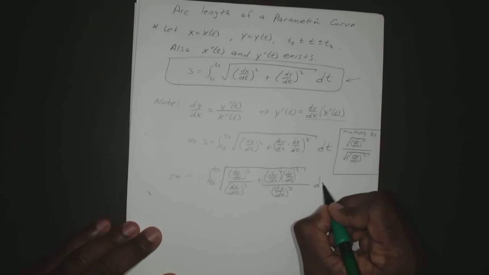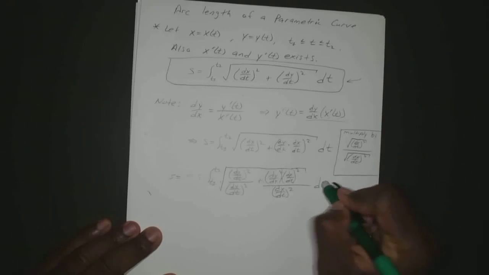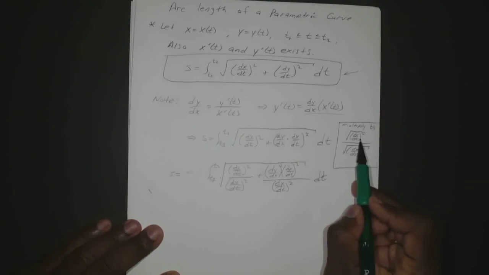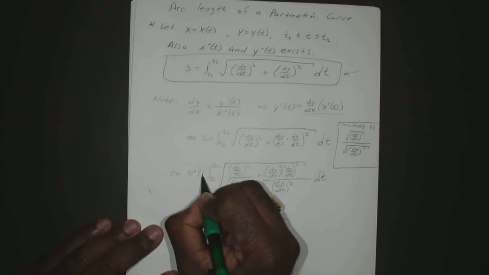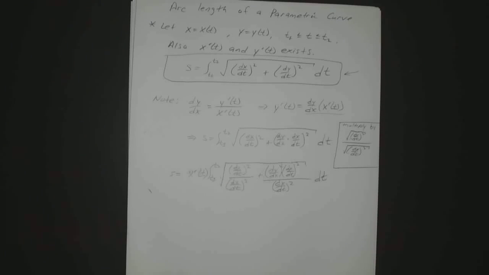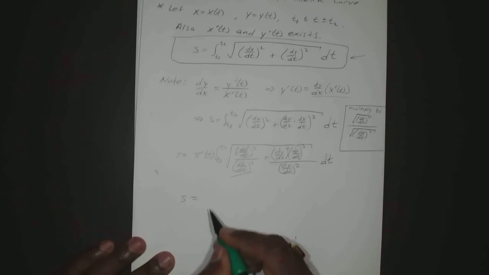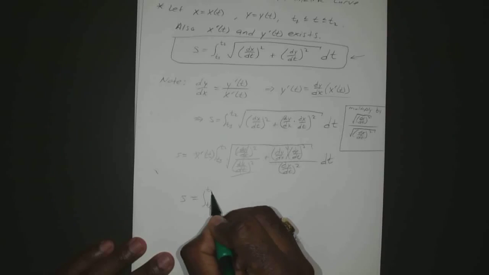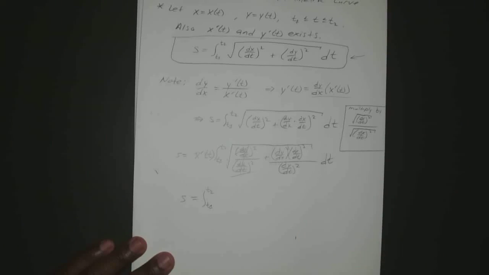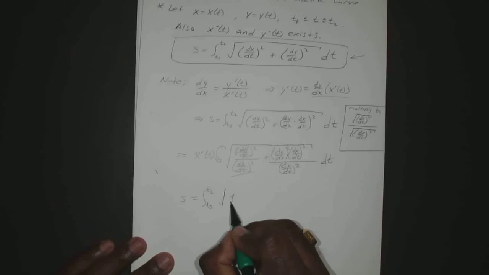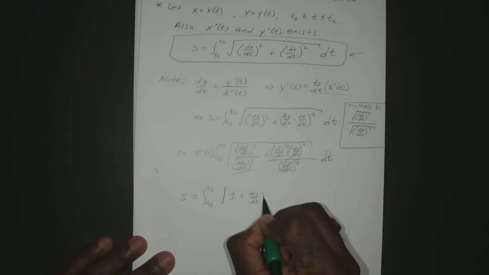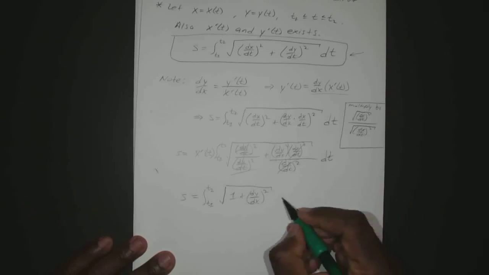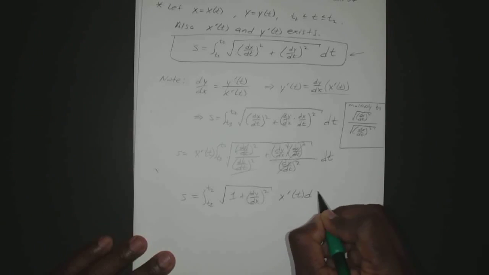And the numerator one, we can just bring that right out to the front. The square root of dx dt squared is just dx dt, so we can write that as x prime of t. These two cancel out to just become 1. So that's s equals, from t1 to t2, we'll take that x prime of t and put it back there. That has the square root of 1 plus dy dx squared, times x prime of t, with respect to t.